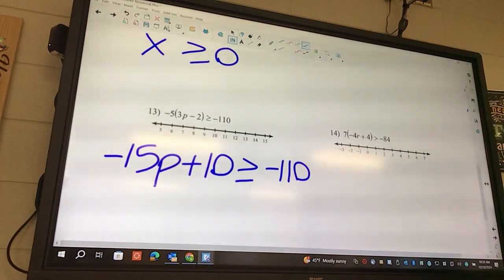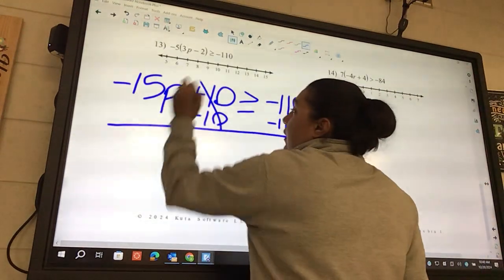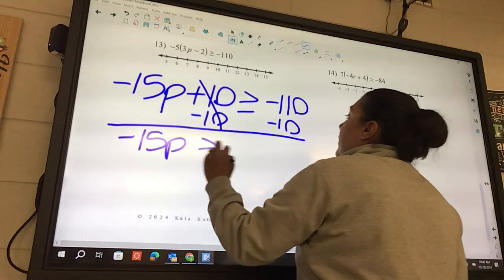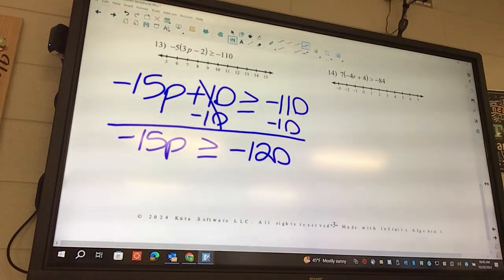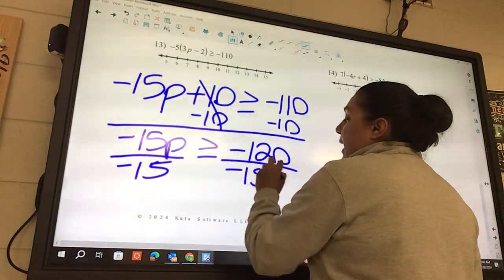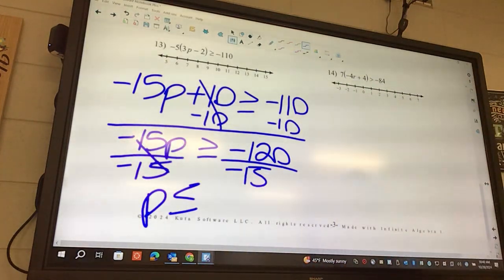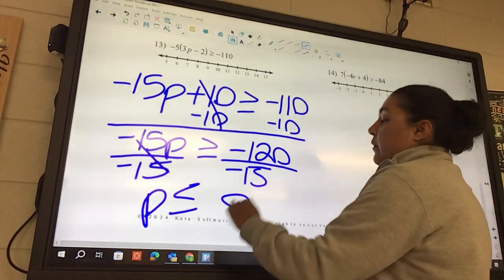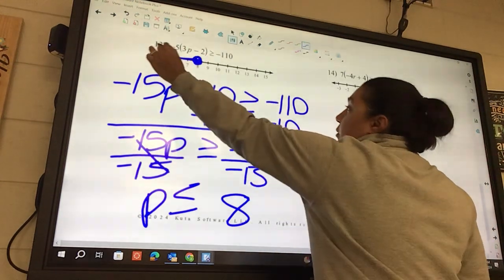Okay, and the 10 is our kid, so we're gonna go ahead and say -10 on both sides. So I'm gonna get -15p, give me -120. And then I'm gonna divide by -15. Because we're dividing by a -15, we need to flip our sign. And what is -120 divided by -15? 8. Okay, so that's gonna be closed. p is less than, so we're going to the left.